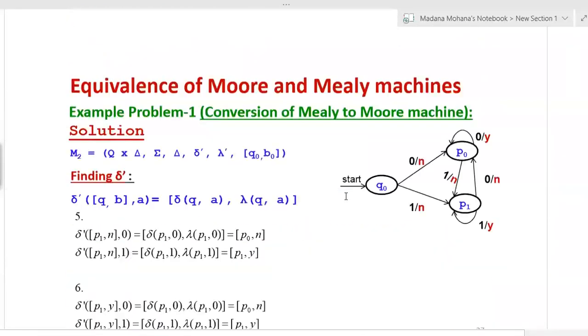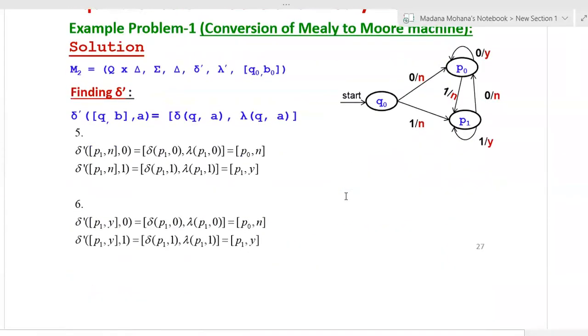Then coming to the fifth state, that is (p1, n). So here delta dash of (p1, n) on input 0, you will get the next state as (p0, n). Then delta dash of (p1, n) on input 1, you will get the next state as (p1, y). Then the last state (p1, y). So delta dash of (p1, y) on input 0, here you will get (p0, n) as the next state. Then delta dash of (p1, y) on input 1, here you will get (p1, y) as the next state. Now all 6 states' transitions are calculated here.